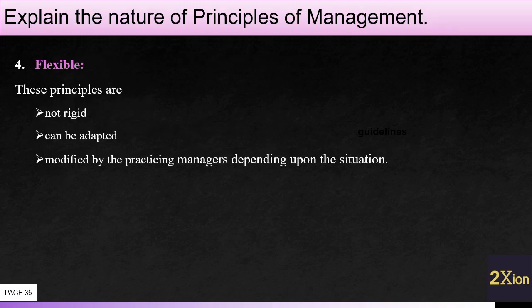Principles of management are flexible. These principles are not rigid, can be adapted and modified by the practicing managers depending upon the situation, as they are man-made principles. Before, correspondence course was considered of less value, but after COVID, it opened up a new dimension for online classes. When, due to COVID, schools closed down, schools brought changes in the way it worked. It adapted to online system of education.